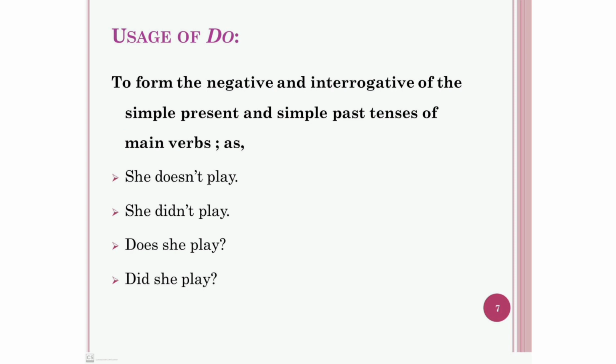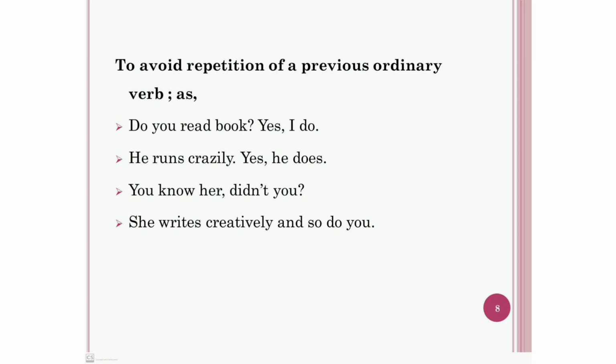Usage of do. Do is used to form the negative and interrogative of the simple present and simple past tenses of main verbs, as she does not play, she did not play, does she play, did she play. To avoid repetition of a previous ordinary verb, as do you read books? Yes, I do. He runs crazily? Yes, he does. You know her? Didn't you? She writes creatively and so do you.